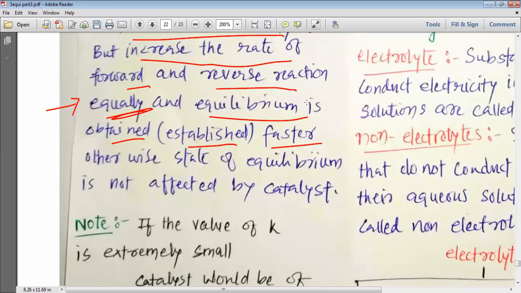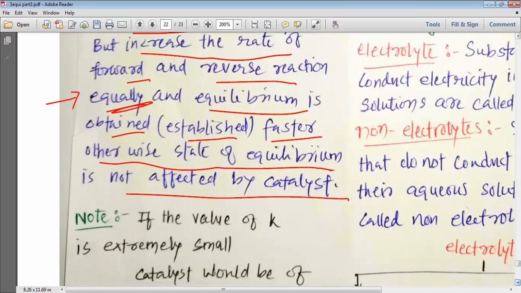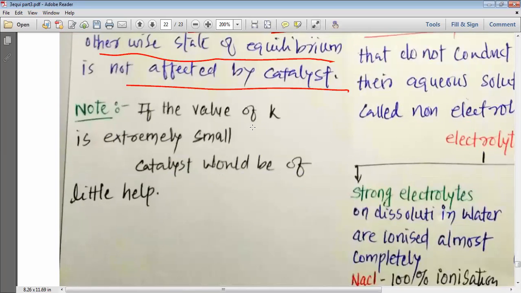So when we utilize a catalyst, the time required to attain equilibrium is decreased and equilibrium is established faster. Otherwise, the state of equilibrium is not affected by the catalyst. So the catalyst does not affect the state of equilibrium. Please remember and understand it well, my dear students. If the value of K is extremely small, a catalyst would be of little help.